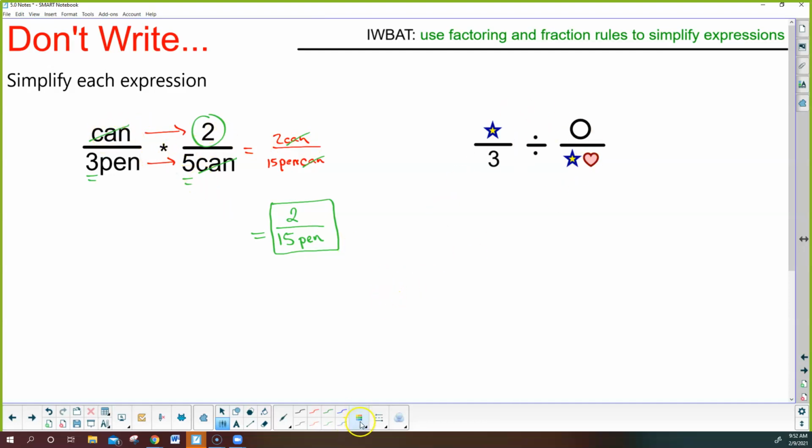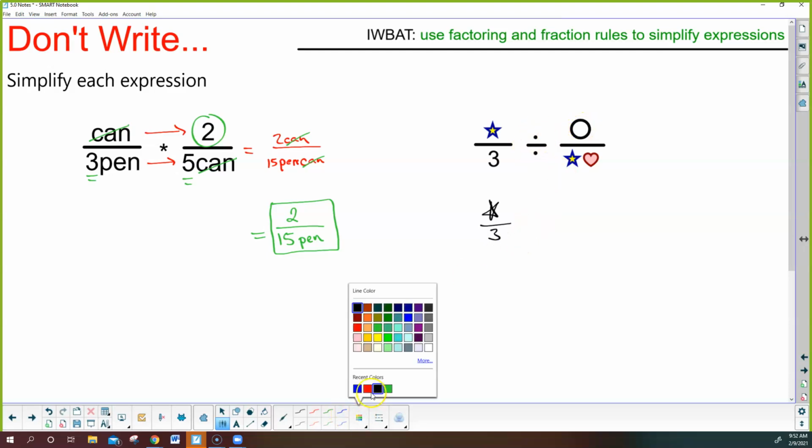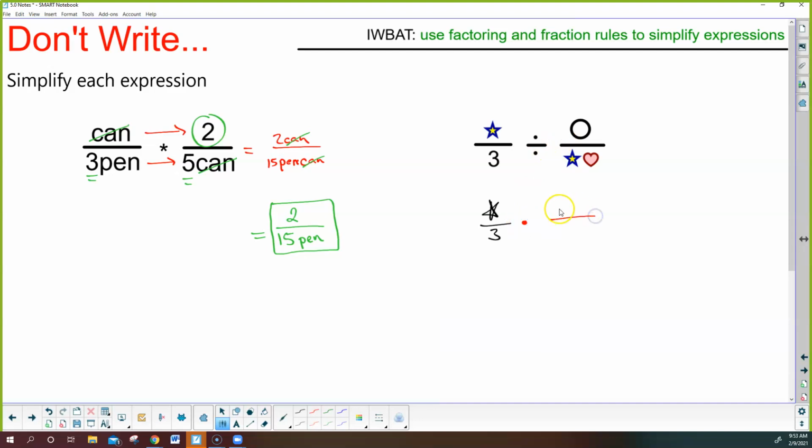All right, how would we do this last one? We've got star over 3 divided by, well, we don't like division, right? We don't like to divide fractions, so we're going to change that to multiply by the reciprocal. Notice I'm only flipping the second fraction. The first one stays exactly the way it is.